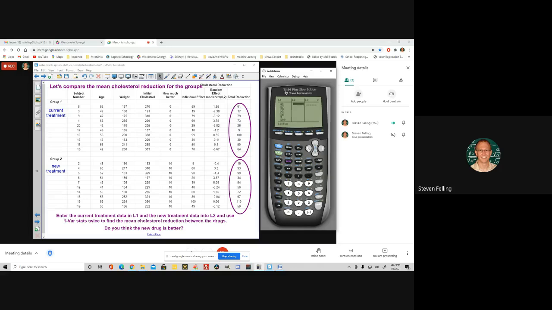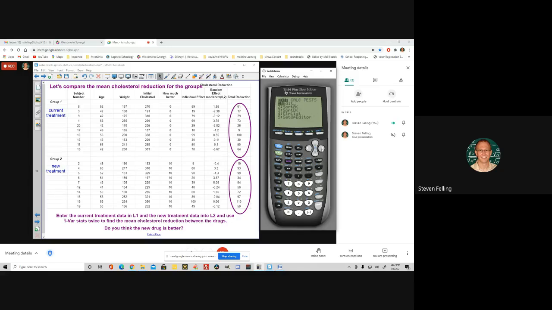And the data for the amount of reduction in group 2 into list 2 for each patient. Then we can run one variable stats by going stat and then one variable stats and selecting a list like list 1. And then we can record the mean, which is 50.4. So the people who got the existing drug had an average cholesterol reduction of 50.4 points.